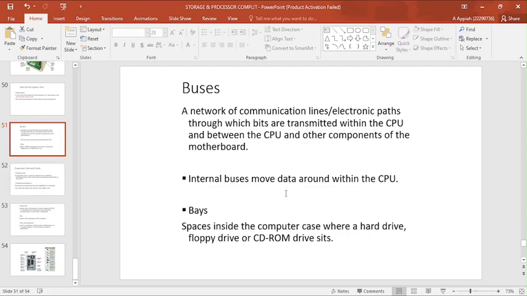Then we can also talk about other parts of the system unit, which we call the bays. These are spaces inside the computer system unit case where a hard drive or a floppy drive or a CD-ROM drive sits. So this is a space created inside the system unit where we can slot our hard drive or the CD-ROM drives.